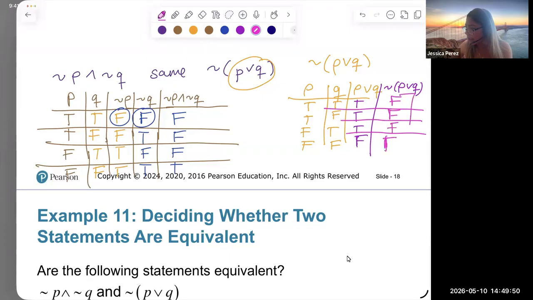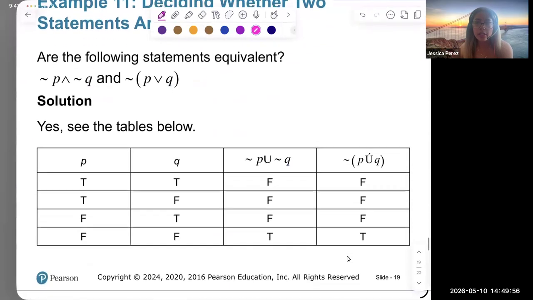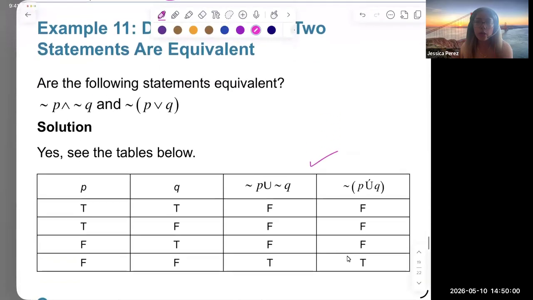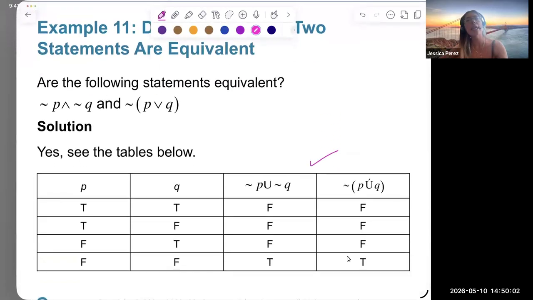Well, let's compare the truth values. So F, F, F, T and F, F, F, T. Yes, they are equivalent. Therefore, they are equivalent because we have the same truth values, which will help us identify the solution here.